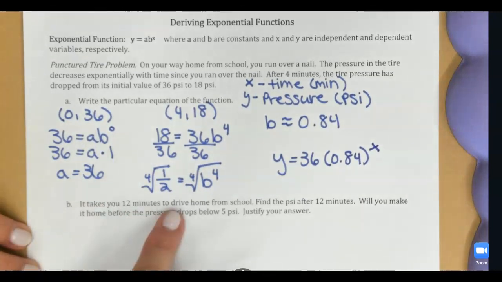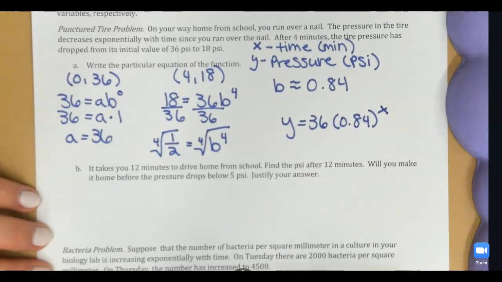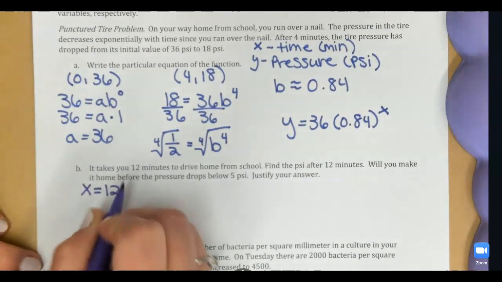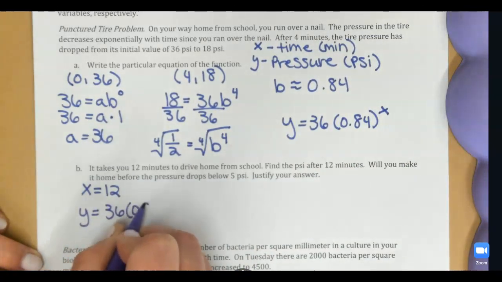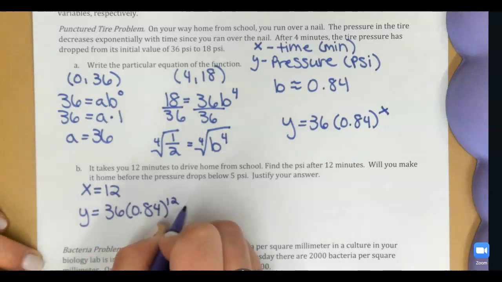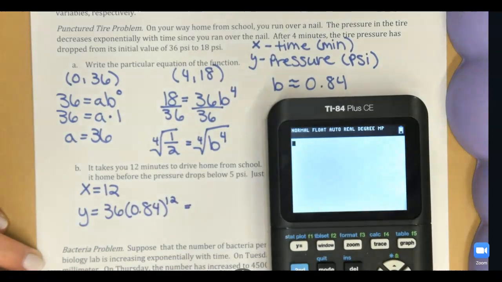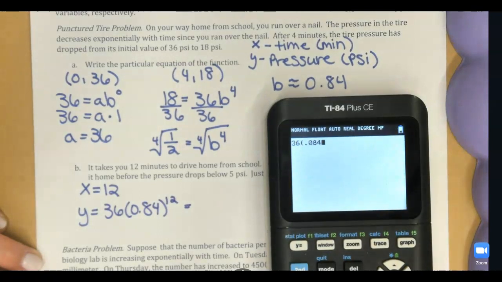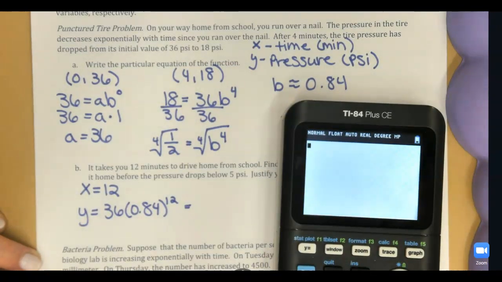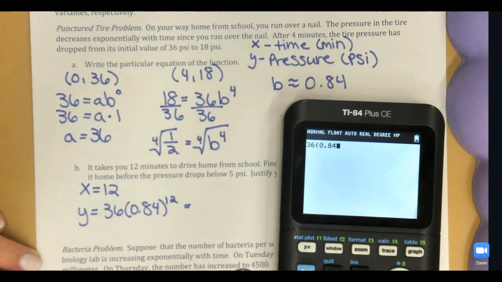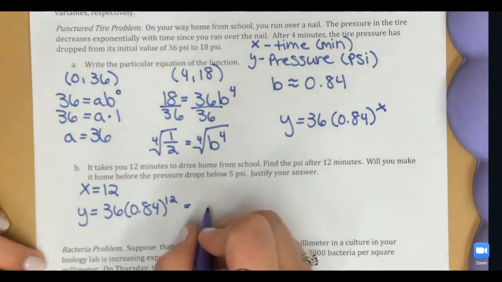Now, if it takes me 12 minutes to drive home from school, find the psi after 12 minutes. Well, after 12 minutes, that means x is 12. So I'm going to plug 12 into my function and solve for the pressure. And again, you will need a calculator to do that calculation. And that's about, oops, I did a decimal point too far. There we go, about 4.4 psi.